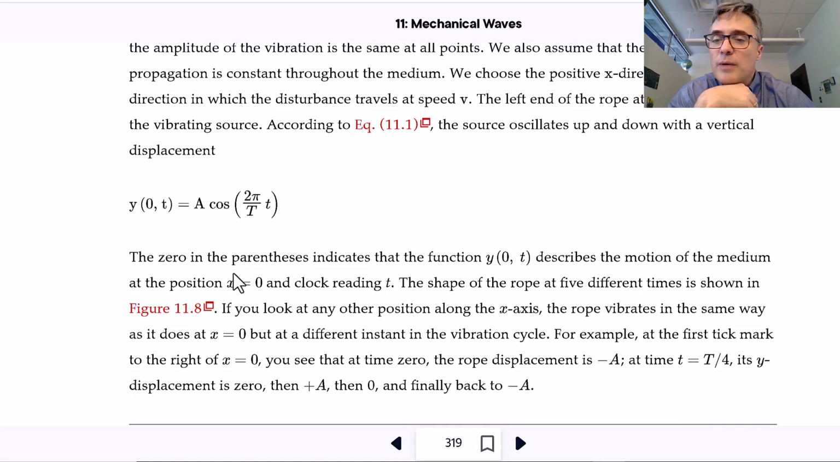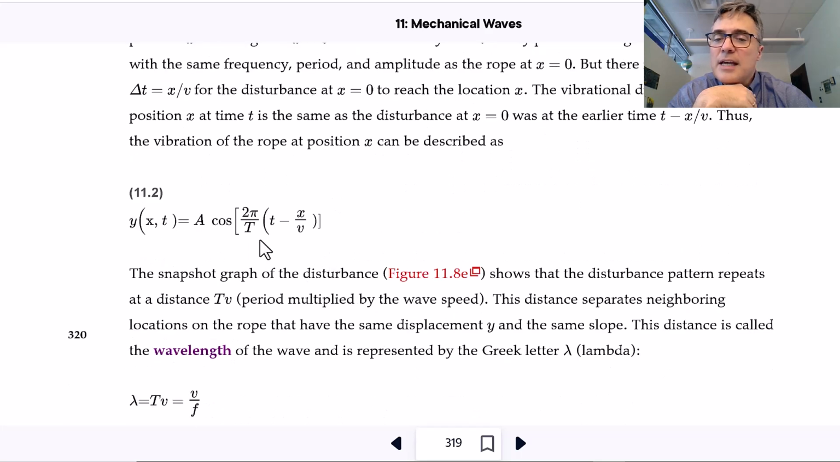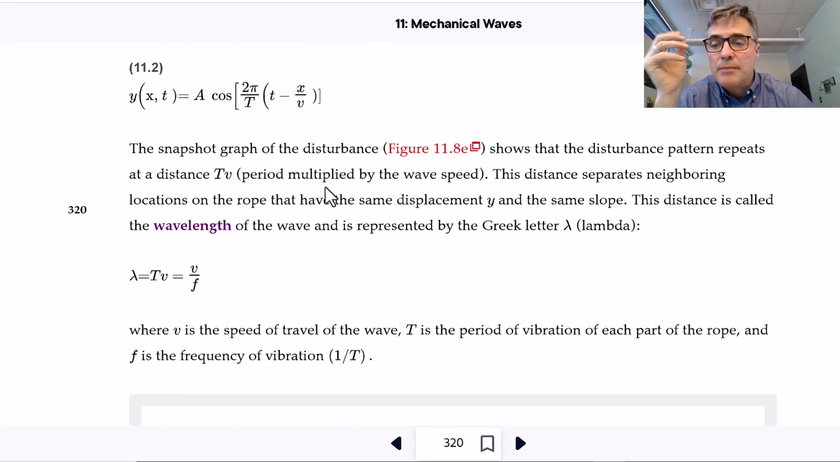And if it's a one-dimensional wave, it talks a little bit about what happens. This is the equation. You end up with the disturbance as a function of x and time. And it's the cosine of 2 pi over T times t minus x over v. So the variables here are y, lowercase t, and x. And the constants are the amplitude of that wave, the period of the wave, and the speed of the wave. So that's A, capital T, and v, the constants which describe that particular wave.